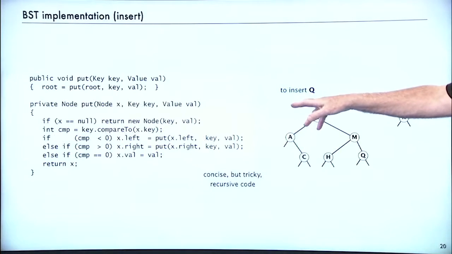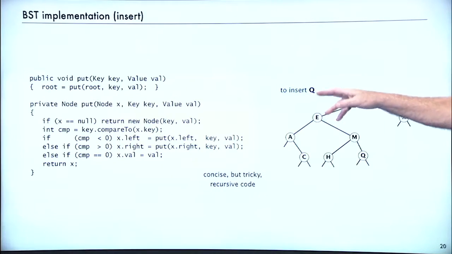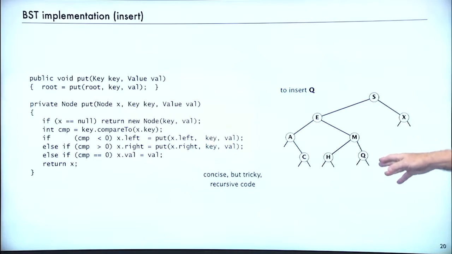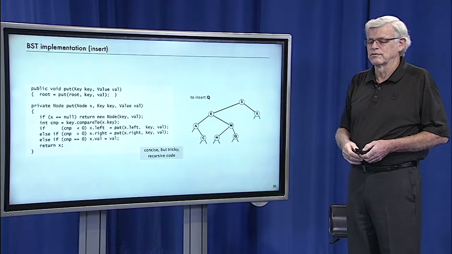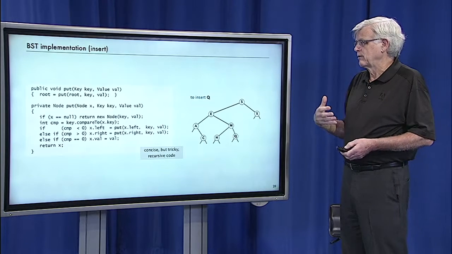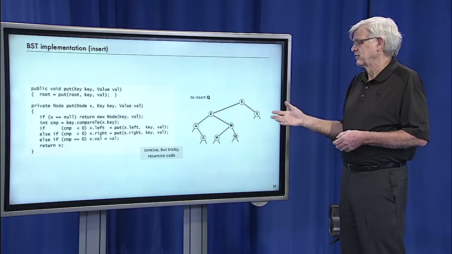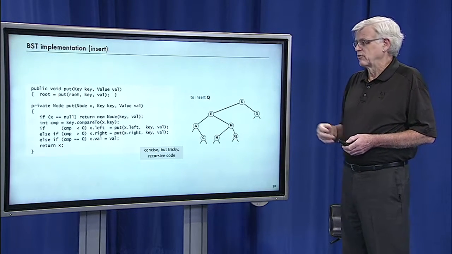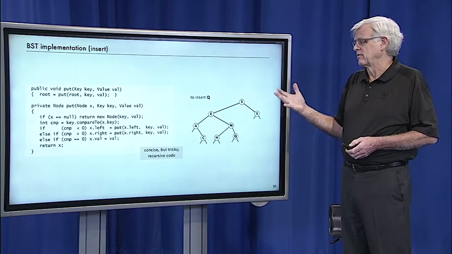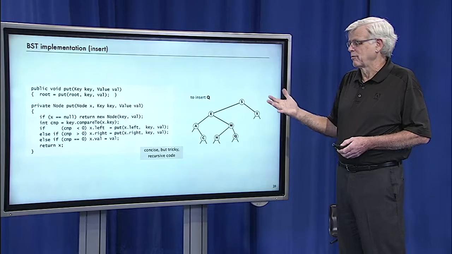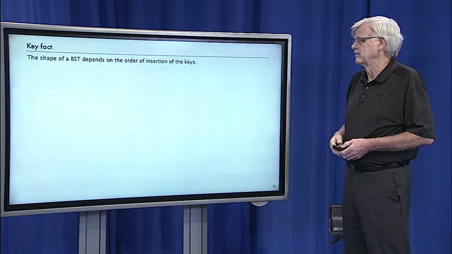And so that's in the recursive calls, rather than just x equals x dot left, we say x dot left equals recursive call, and that's what does the attachment of the new node. This is a little bit tricky, but it's very concise recursive code. And now we've implemented both insert and search. And so that's an important algorithm that we want to analyze the performance of. It's actually got good performance and it's widely used.